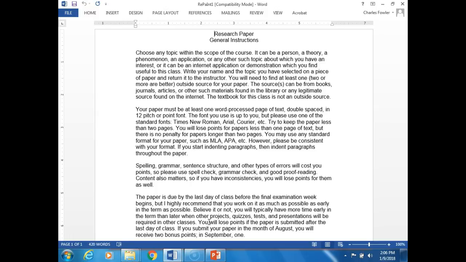Those can be books, journals, articles, newspapers, magazines, anything that you can find in the library, okay? Or online, in the library, or any legitimate source found on the internet. Now, there's a big problem, isn't it? There are a lot of people who don't allow internet sources. I do, as long as you know it's valid.